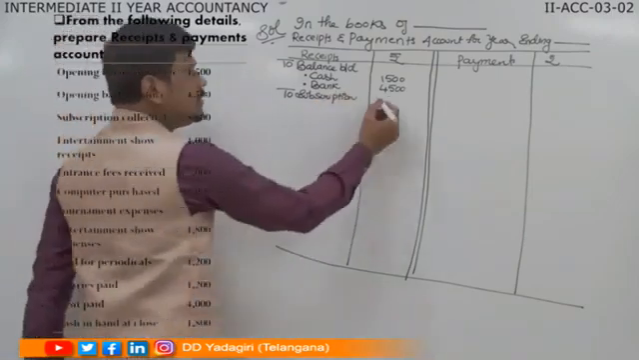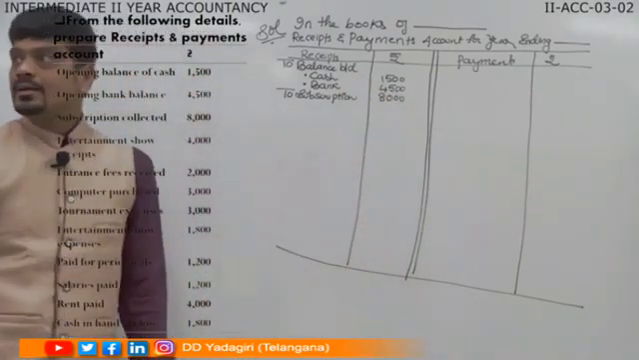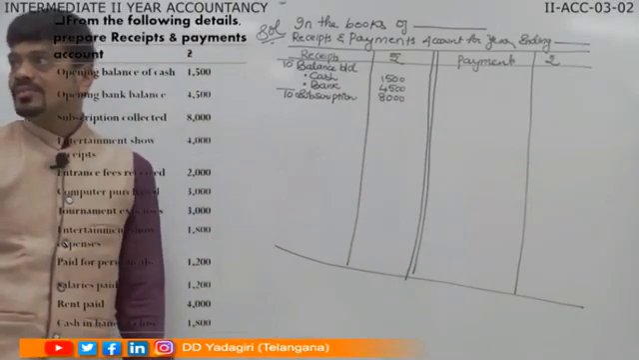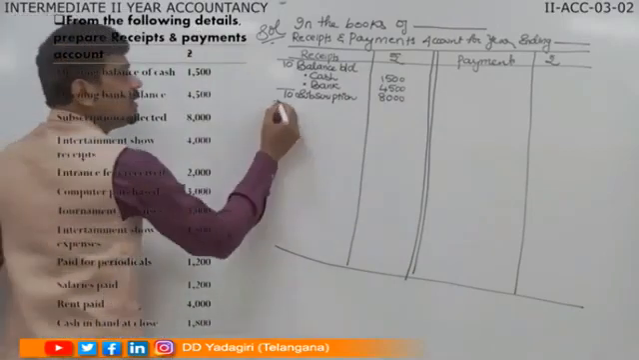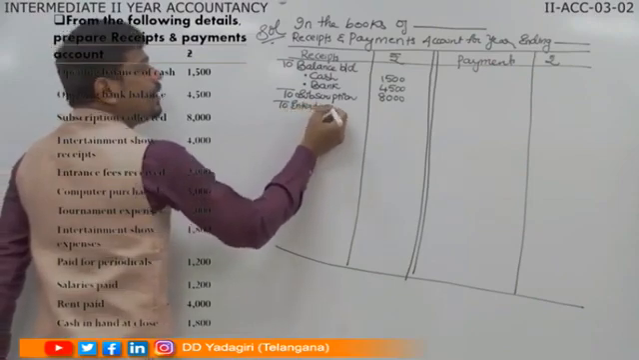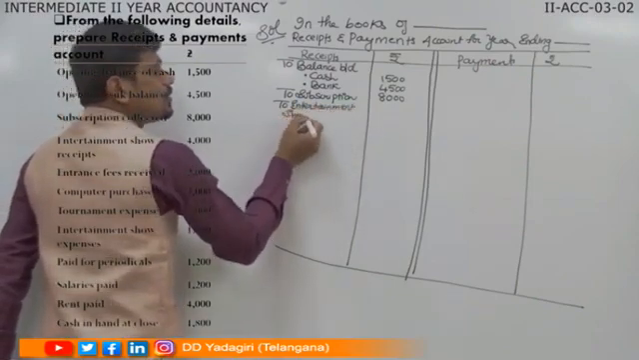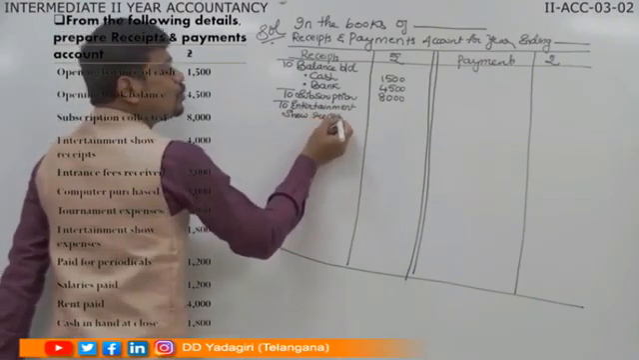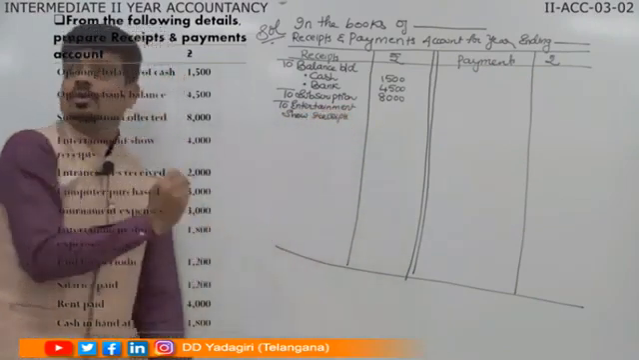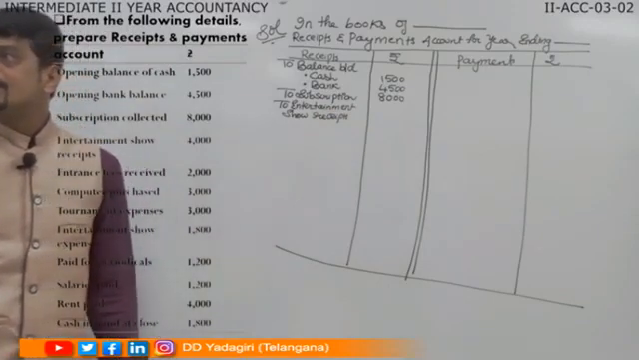And the amount is 8000. Followed by entertainment show receipt. So again, we'll write here entertainment show receipt. Just what you are supposed to do is cut, copy and paste. The only thing is we should know which item should be posted on which side.